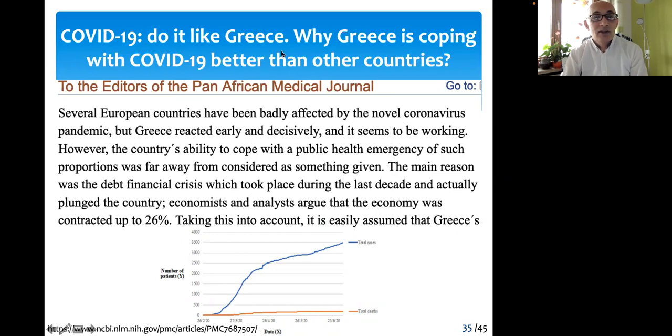COVID-19, do it like Greece. Why Greece is coping with COVID-19 better than other countries. So it is just a brief opinion and short paper on the subject, written also by scientists.